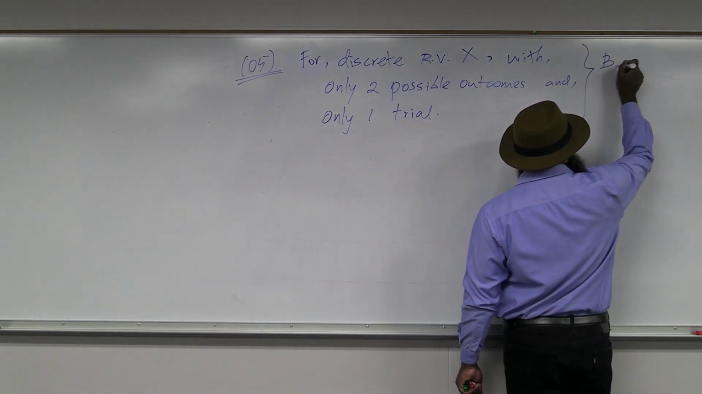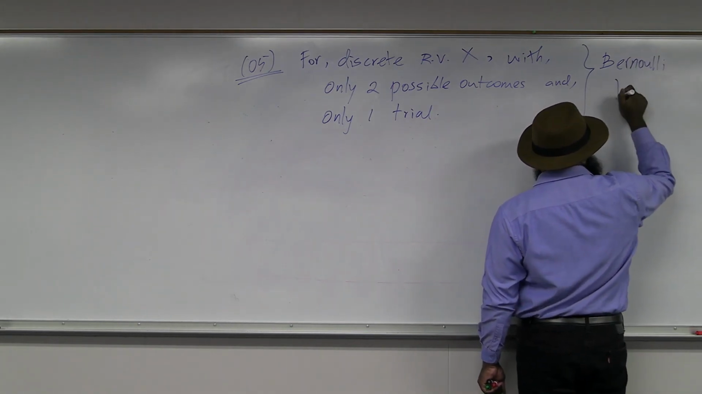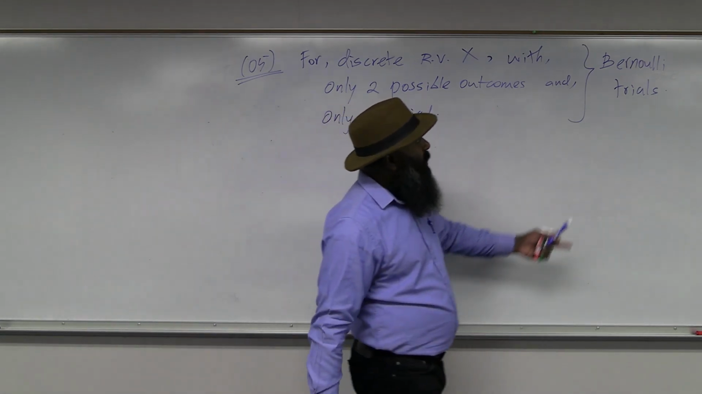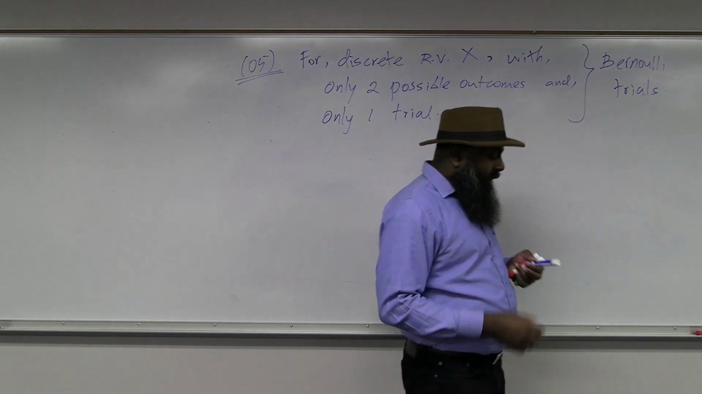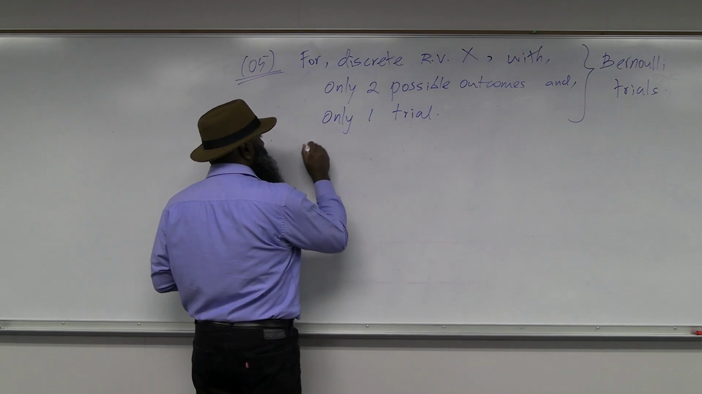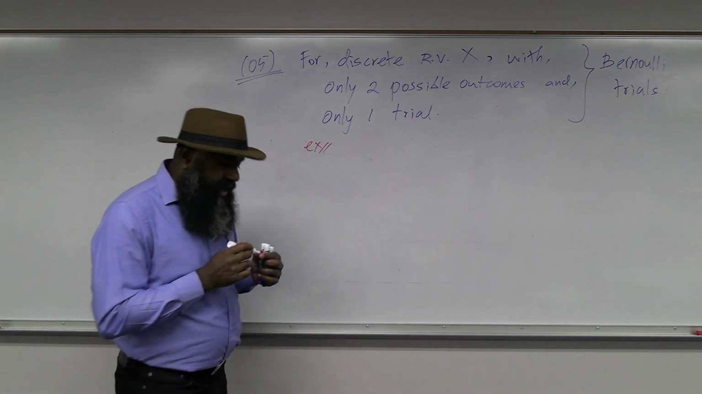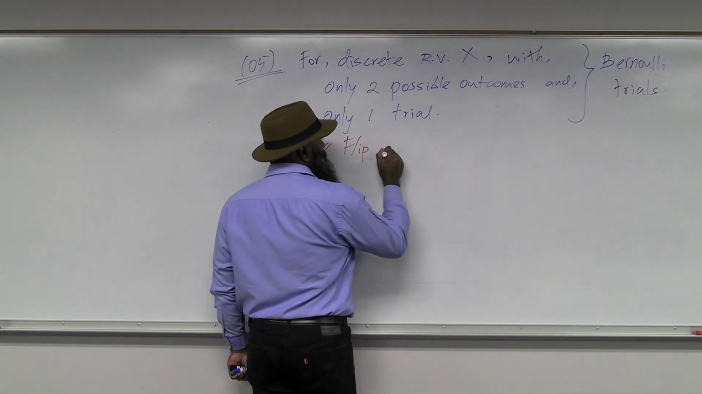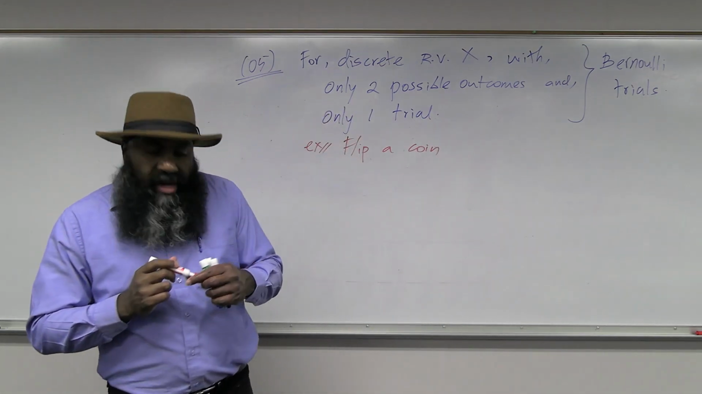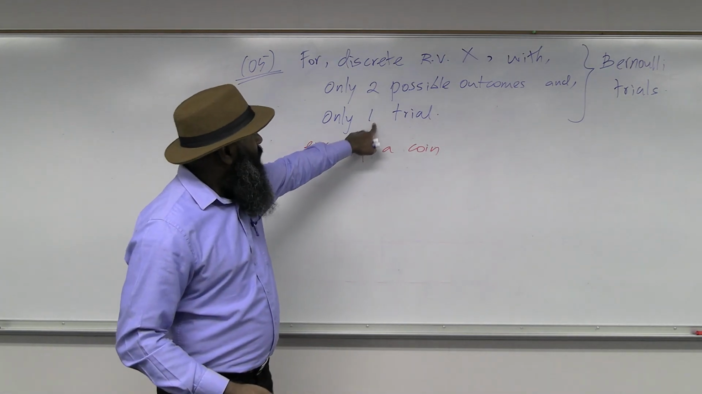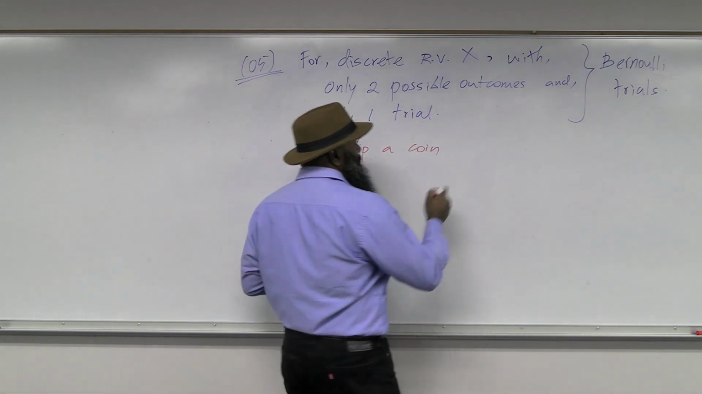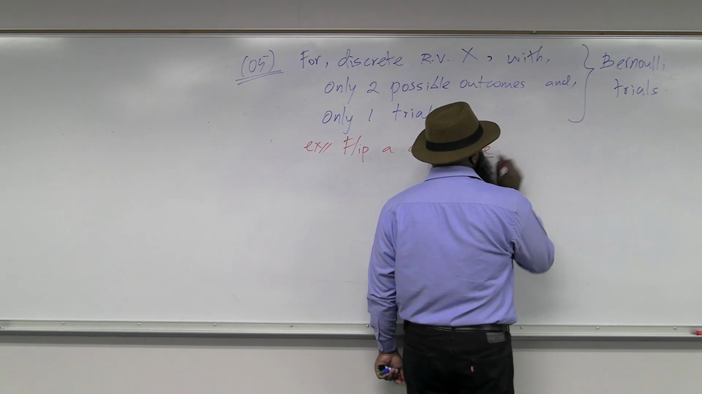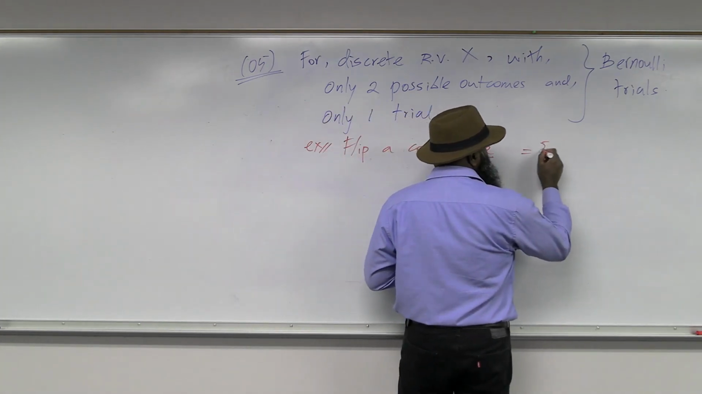So this is the Bernoulli trial. They are called Bernoulli trials. To model these things, we use something called the Bernoulli distribution. So what are the examples? Example, I will flip a coin and see which side turns up. How many times will I flip the coin? Only 1 time, because I have only 1 trial. 2 possible outcomes, 1 trial. I will flip the coin only once. I still have 2 possible outcomes. Outcomes are head or tail.